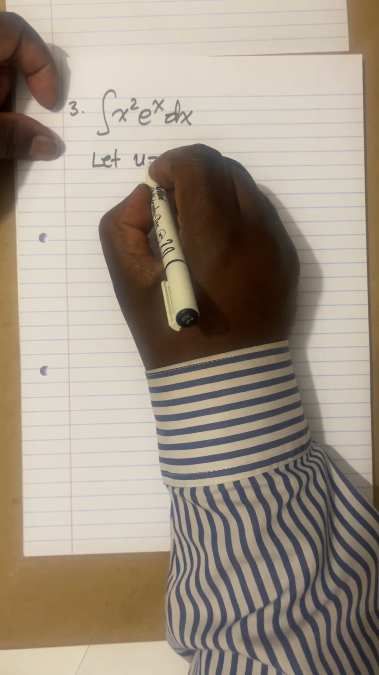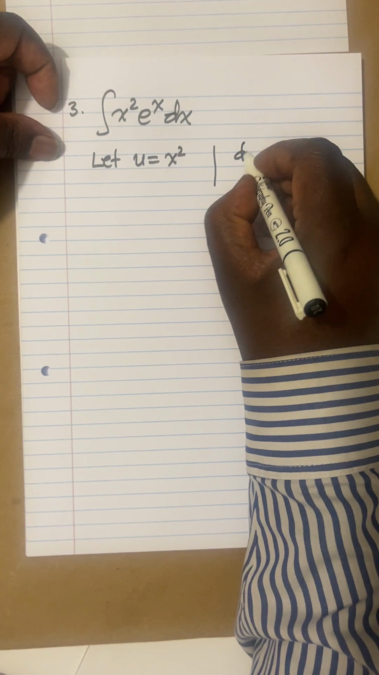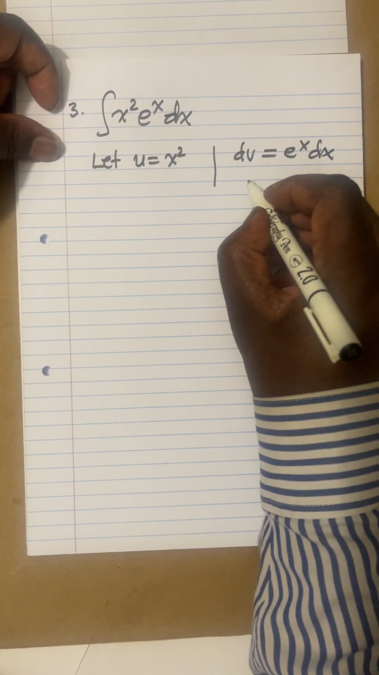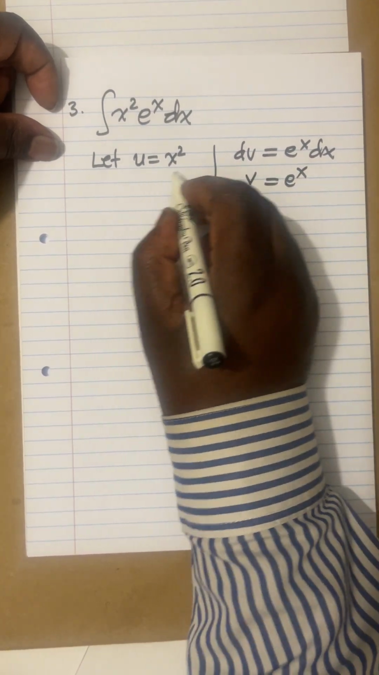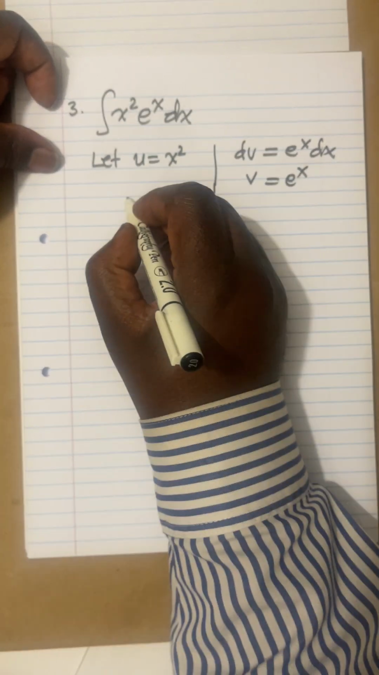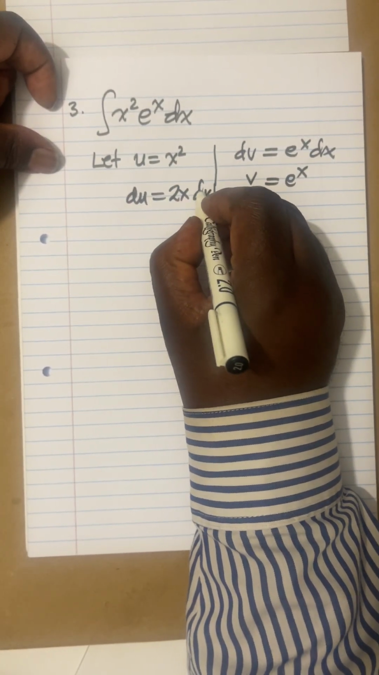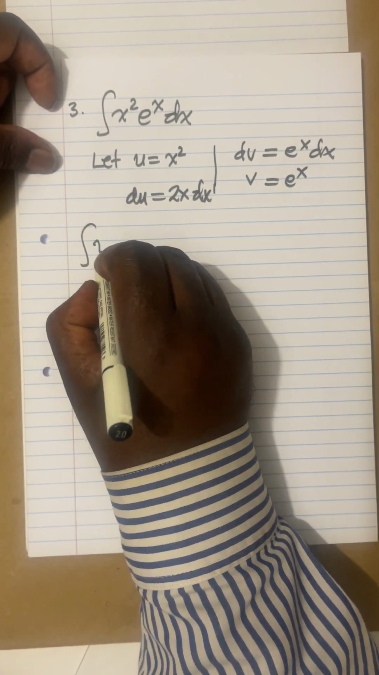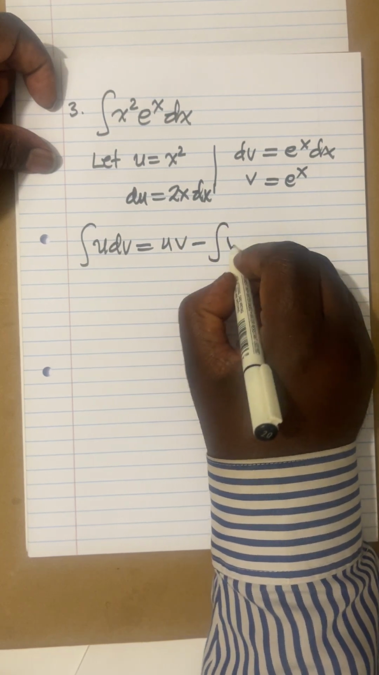We let u be equal to x squared, and at the same time we let dv be equal to e to the power x dx. Integrating both sides, we get v equals e to the power x. Differentiating u with respect to x, you're going to get du equals 2x dx, if you see what I mean. Now, the formula for integration by parts: u dv is equal to uv minus v du.